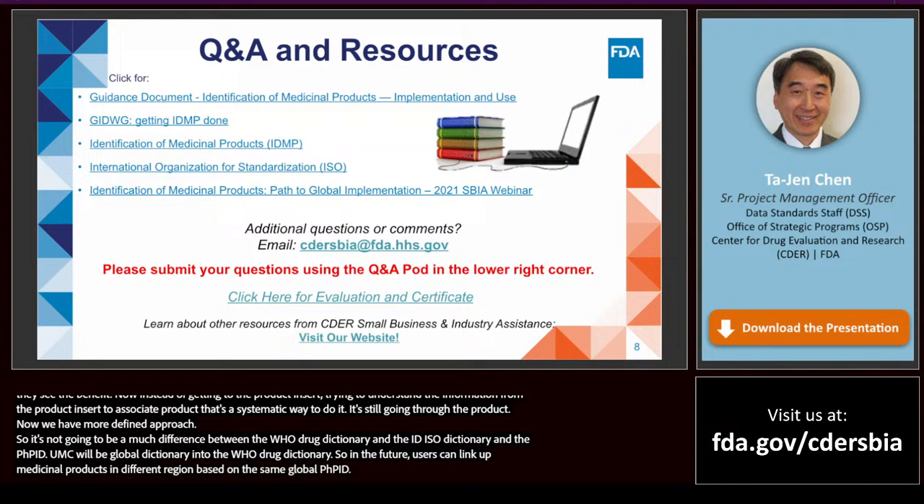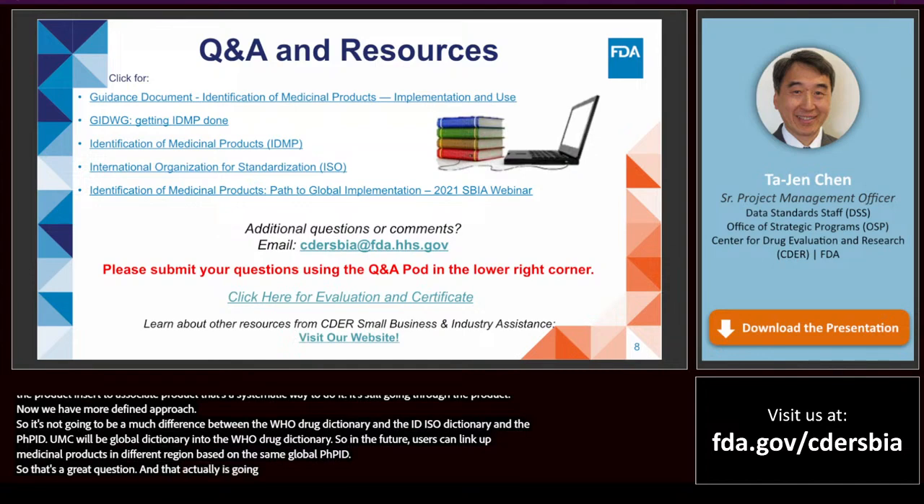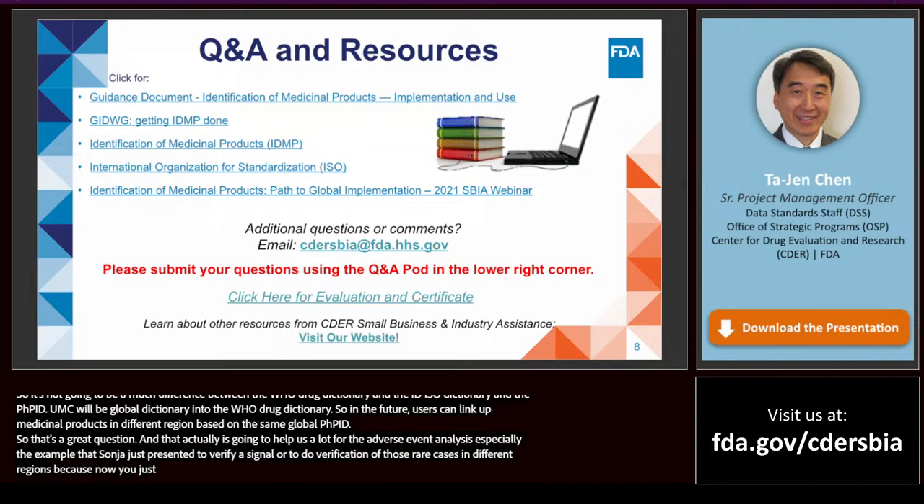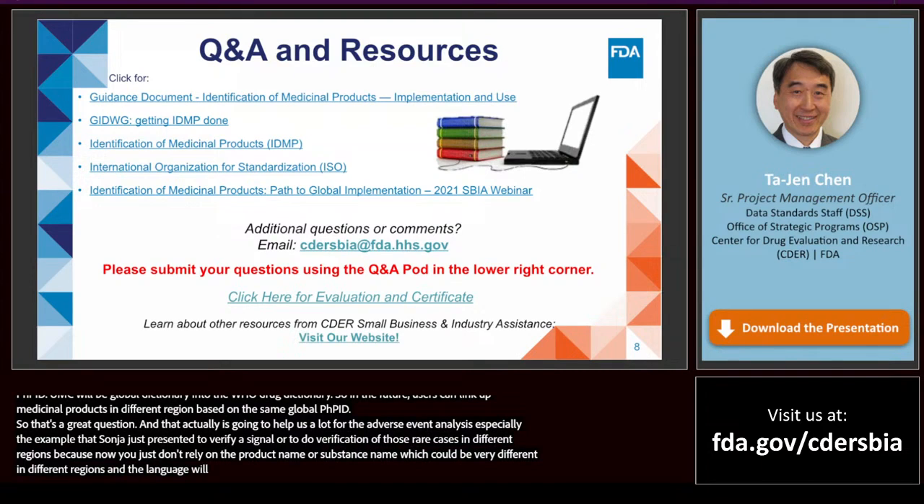So that's a great question, and that is actually going to help us a lot for adverse event analysis, especially the example that Sonia just presented, to verify a signal or to do verification of those rare cases in different regions. Because now you don't just rely on the product name or the substance name, which can be very different in different regions, let alone the language being different. Now you have the global PHPID that allows you to do that. So great question. Thank you.